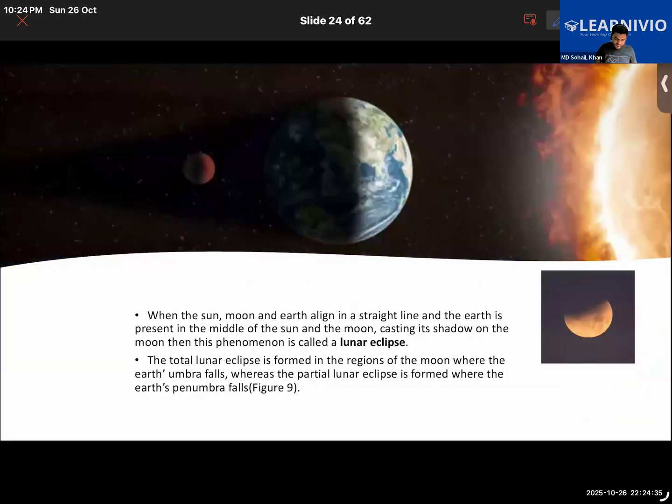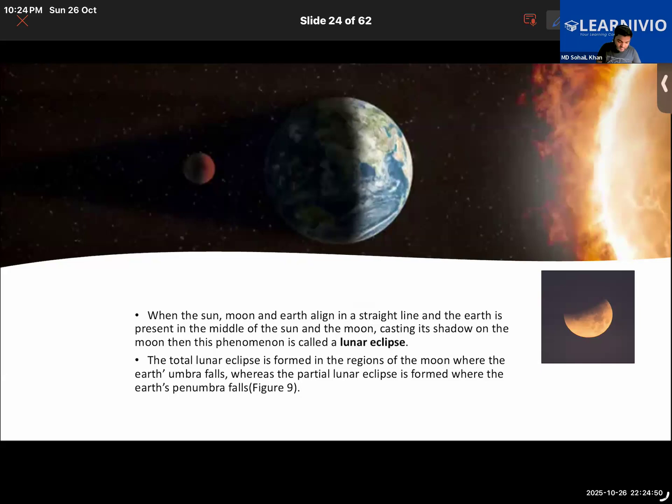So that is the thing. Now we have the lunar eclipse. Talking about the lunar eclipse, it will occur when the Earth comes in between the Sun and the Moon.